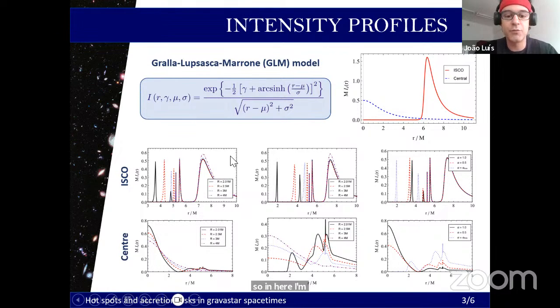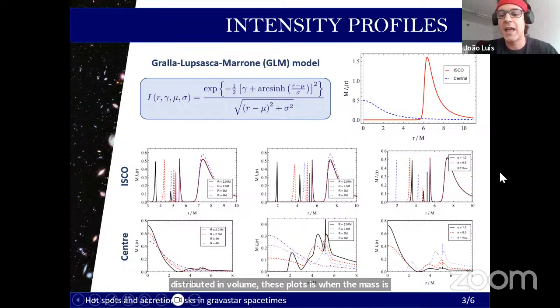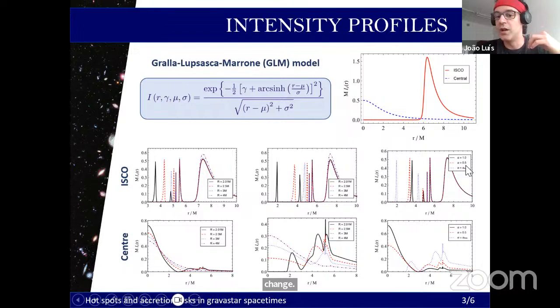In here, these two plots are when the mass is completely distributed in volume. These plots are when the mass is completely distributed at the surface, and these models are for a radius of 2.01, so a very compact boson gravastar. What happens if we allocate the mass in different places? You can see that both parameters influence the results. So for example, let's take the ISCO model, and a gravastar that is very compact, and let's change the mass distribution of the gravastar from volume to surface.